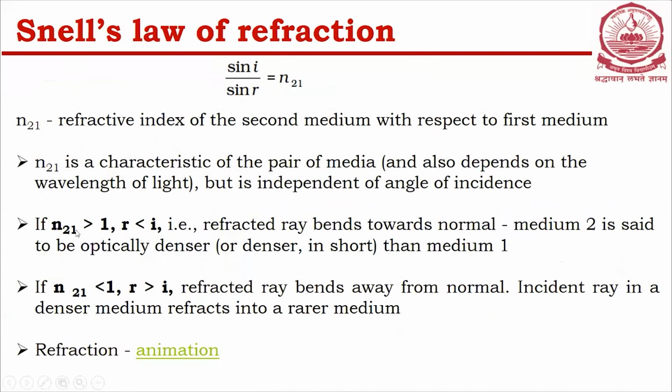If n21 is greater than 1, that is, i is greater than r, where r is the angle of refraction and i is the angle of incidence, the refracted ray bends towards the normal. We are going to see another animation for that. Medium 2 is said to be optically denser than medium 1. And if n21 is less than 1, that is, r is greater than i, then the ray bends away from the normal. So an incident ray in a denser medium refracts into a rarer medium.